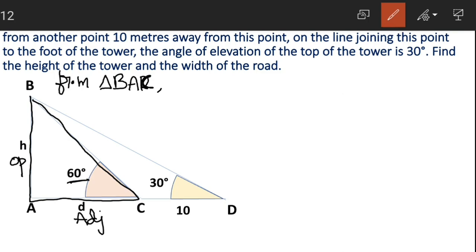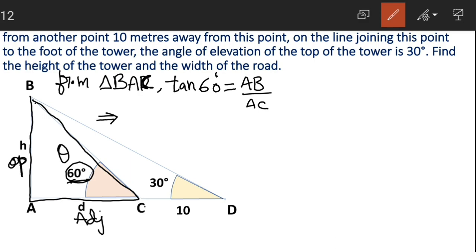So we have to consider tan formula. So that is tan, this 60 degrees becomes theta now. So tan theta, that is tan 60 degrees, is equal to opposite. Opposite means here AB side. AB by adjacent, that is AC. Now substitute the values. Tan 60 degrees value is root 3. So consider root 3 is equal to AB. AB value is H by AC value is D here.